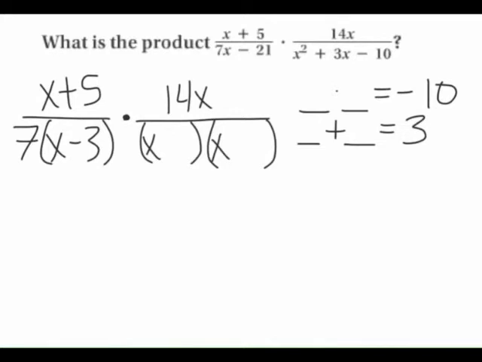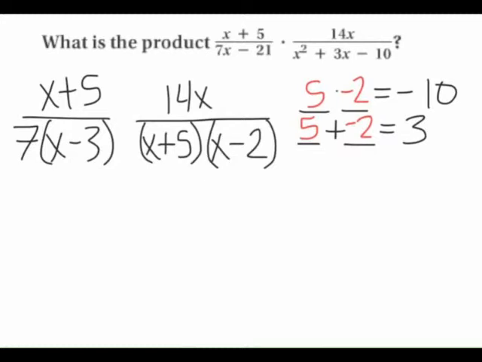I hope you said that +5 times -2 equals -10, and +5 plus -2 is equal to +3. So those are our magic numbers: x plus 5 times x minus 2. Now, look at this multiplication sign in the middle. There should be nothing scary about that. Watch what we're going to do here.